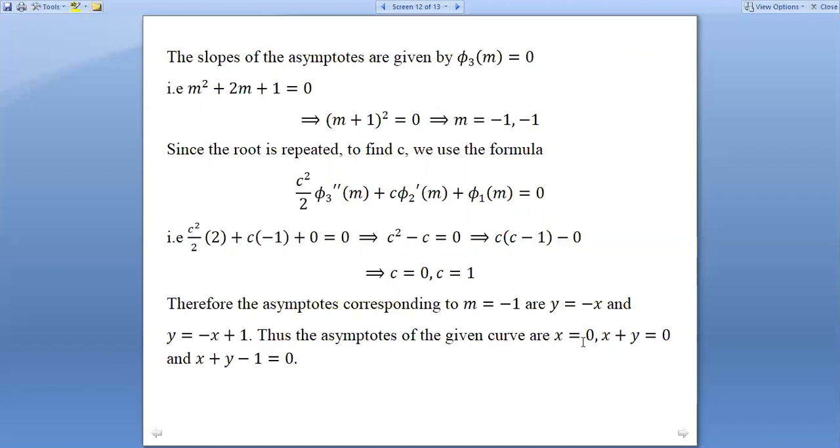So you have one asymptote parallel to the coordinate axis and two asymptotes which are oblique.